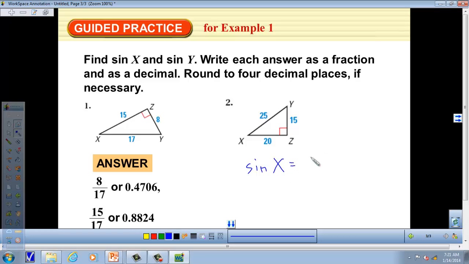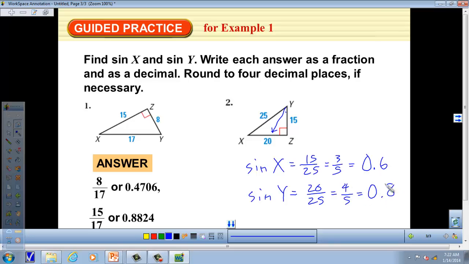Sine of x is equal to opposite x, which is 15, over hypotenuse, the longest side, 25. This time we can reduce. Both of those are divisible by 5, so this becomes 3/5. And if we divide those two, we get 0.6. For sine of y, remember, this time we're going opposite y, so that's 20 over 25. That's equal to 4 over 5 if we reduce, and that's equal to 0.8.